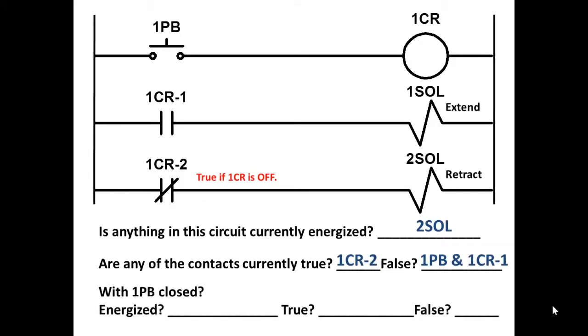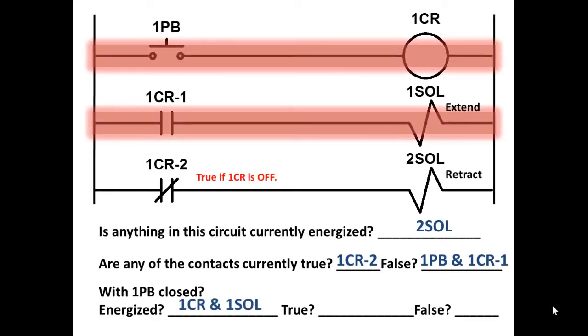With one push button closed. Okay, pretend like right now somebody's pushing that push button. That's going to allow current to flow through and energize 1CR. In that state, with that scenario, is anything energized? I just gave you one.